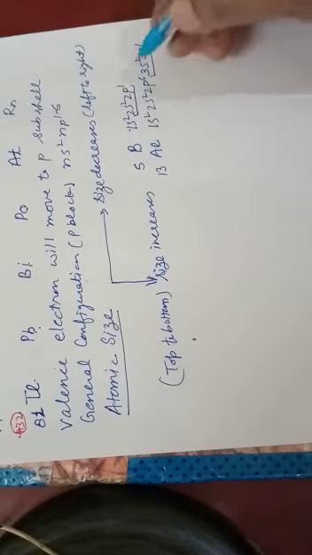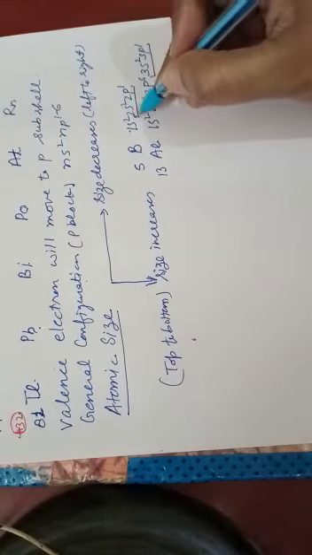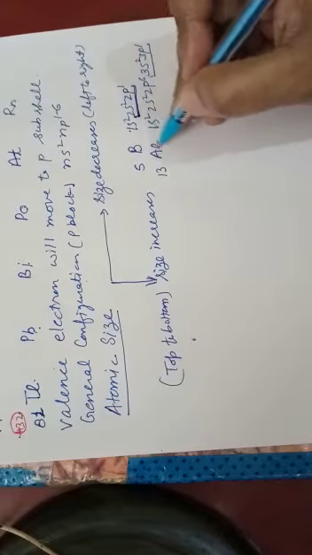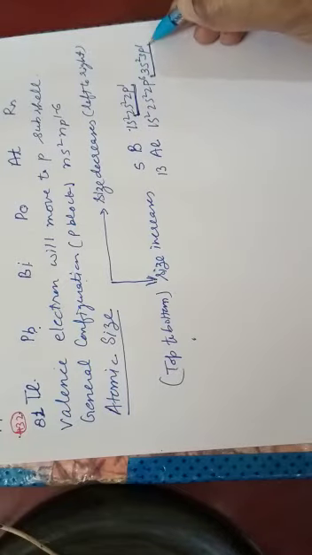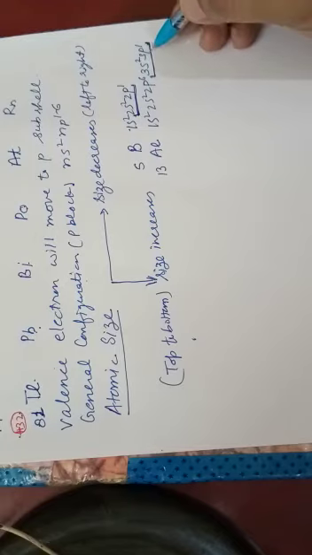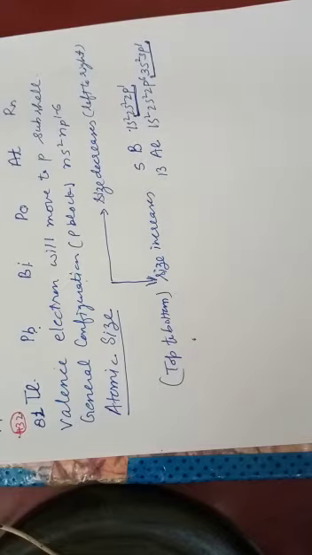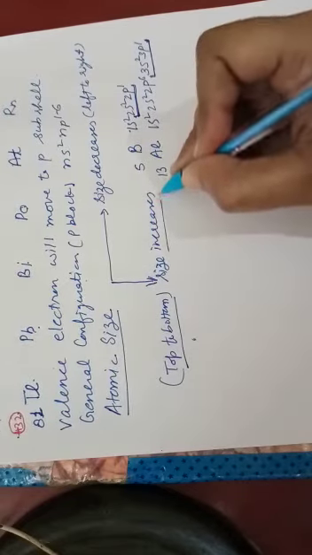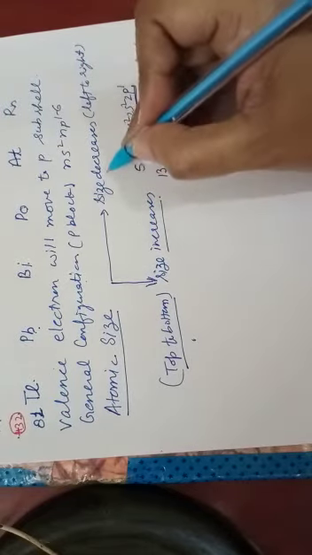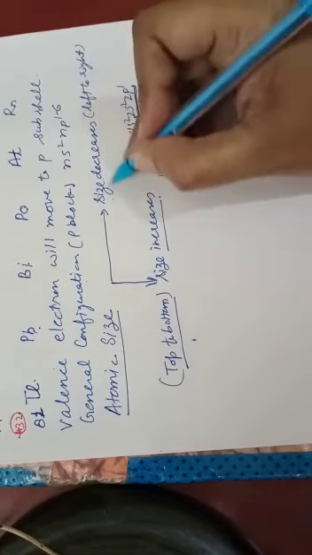Here we can see that in boron there is 2s2, 2p1, and in aluminium, just below boron, it is 3s2, 3p1. The shell is increased. Due to the increase in shell, the size obviously will increase. So when we are moving top to bottom, size will increase. But when we are moving left to right, the size decreases.